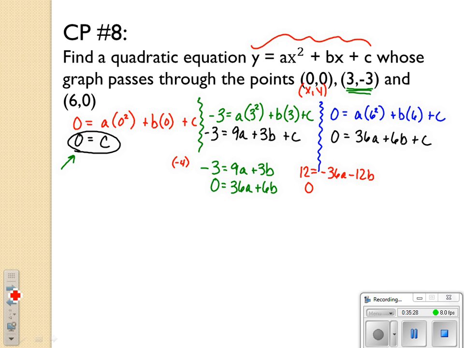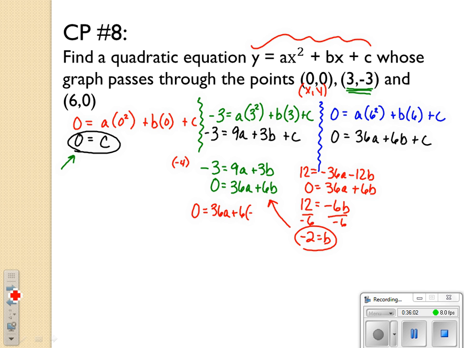Rewrite the second line. Combine. 12 and 0 is still 12. My a's eliminate each other. -12 and +6 make -6b, and I can divide by -6. Now I have b. I can use b and c then, or I can just use the b and plug it back maybe into this one to find a. So 0 equals 36a plus 6 times -2.